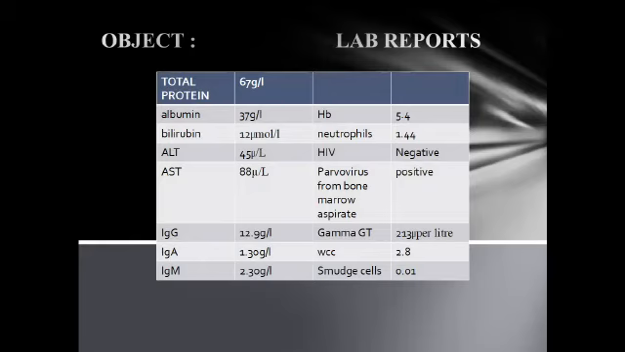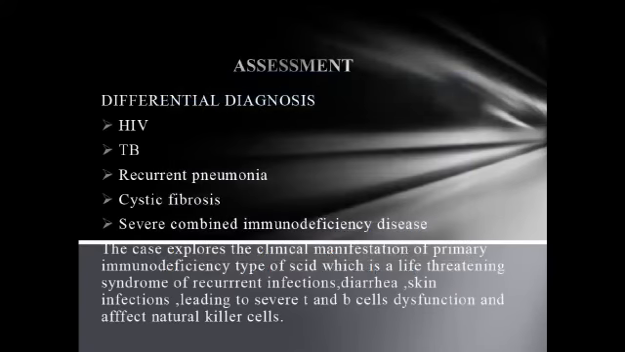Gamma GD, WCC and smart cells. Assessment, differential diagnosis: HIV, TB, fever, pneumonia, cystic fibrosis, and she was diagnosed mainly with severe combined immunodeficiency disease. The case explores the clinical manifestation of primary immunodeficiency type of SCID, which is a life-threatening syndrome of recurrent infections, diarrhea, skin infections leading to severe T and B cell dysfunction and affecting natural killer cells.